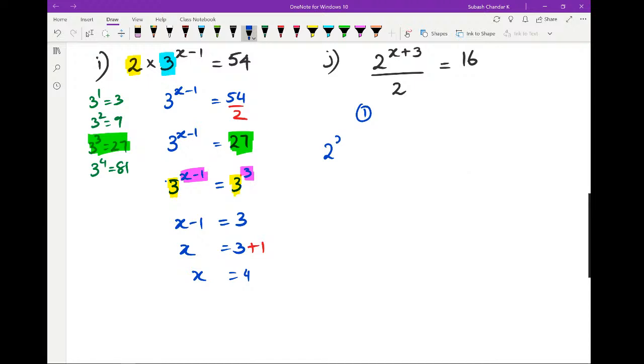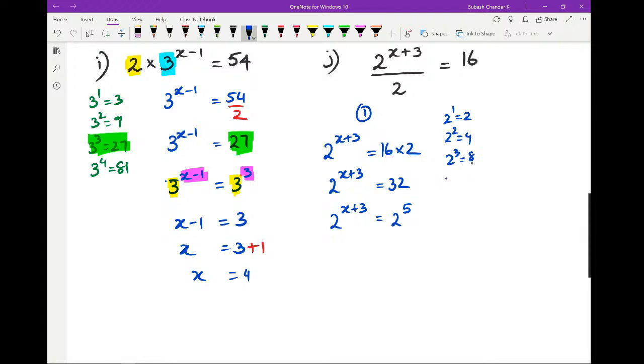You might have done this: 2 to the power of x plus 3 equals 16 times 2. All right, that's the first way you could have done it, which means you could have got 2 to the power of x plus 3 equals 32. Now 32 is the same thing as saying 2 to the power of 5. Just remember, if you've forgotten, 2 to the power of 1 is 2, 2 squared is 4, 2 cubed is 8, 2 to the 4 is 16, and 2 to the power of 5 is 32.